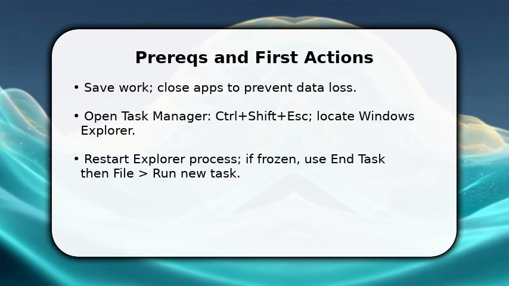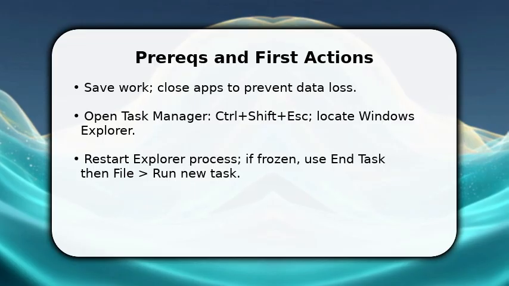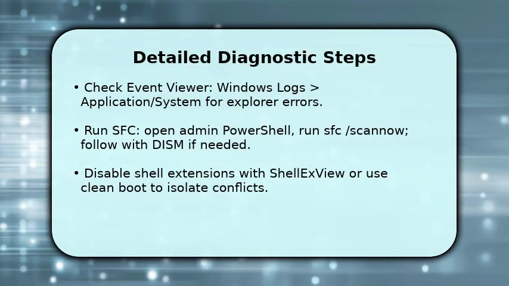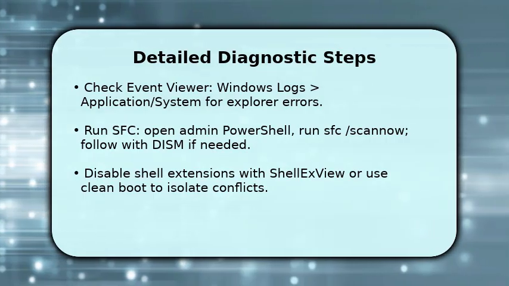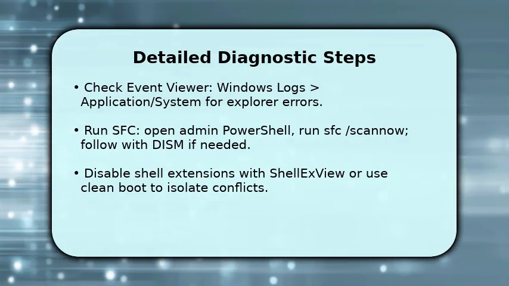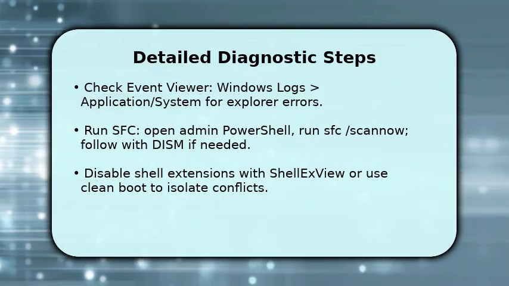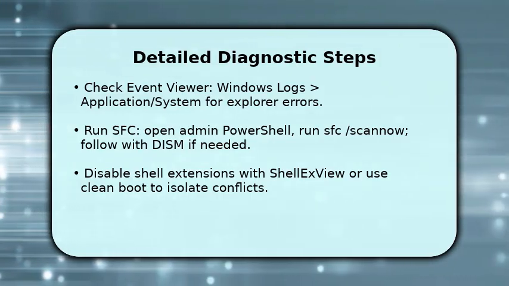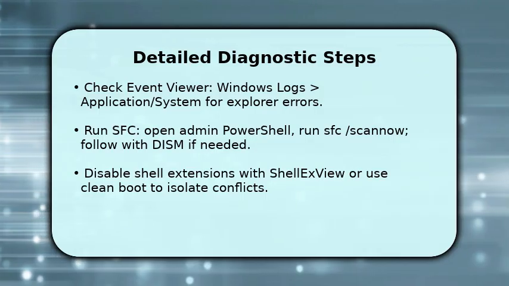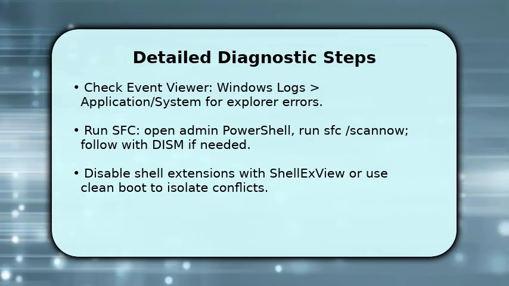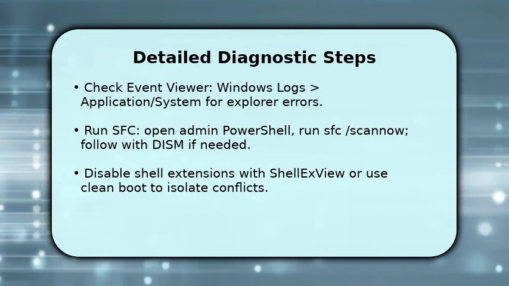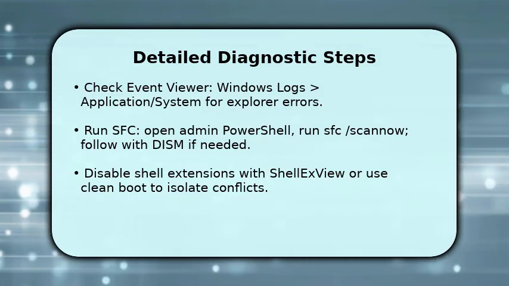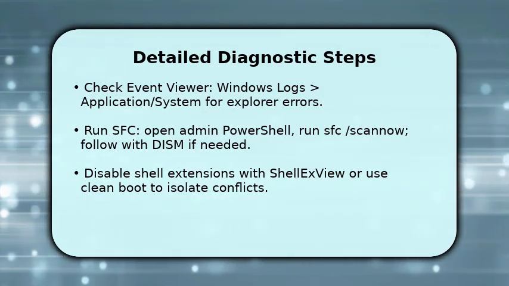Now you dive into diagnostics to find root causes. Open Event Viewer to spot Explorer.EXE errors. Those codes tell you whether a driver or shell extension is to blame. Then run sfc /scannow from an elevated PowerShell to repair corrupted system files, and if issues persist, run DISM /RestoreHealth. To catch third-party conflicts, use ShellExView to disable non-Microsoft shell extensions or perform a clean boot. Once you identify the offender, re-enable safe items and remove the problematic software.